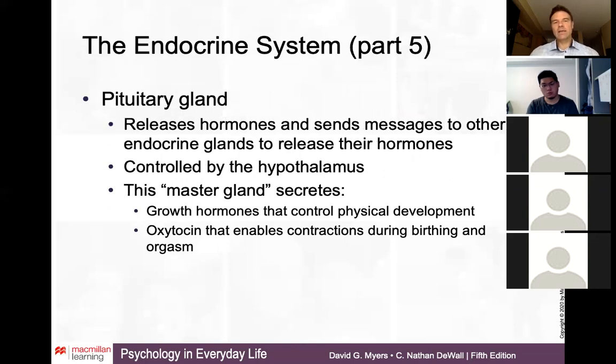So I talked about the adrenal glands, and the pituitary gland releases hormones and sends messages to other endocrine glands to release their hormones. So it is controlled by the hypothalamus, and it's called the master gland. Now, historically, people like René Descartes, who was a well-known mathematician and a philosopher, thought that the pituitary gland is the place that the mind connects with the body. So the mind can control the body and can work with the body because of the pituitary gland, and that's where the connection is.